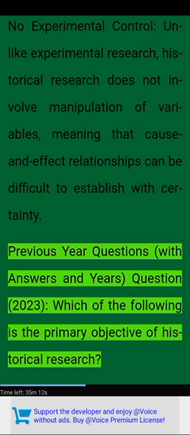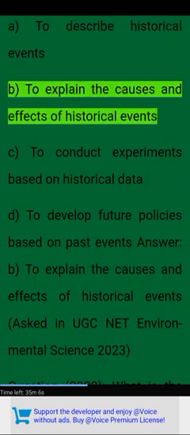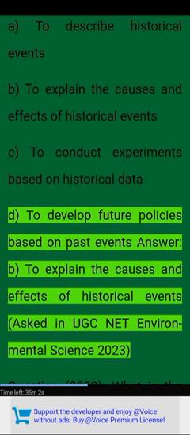Previous year questions with answers. Question 2023. Which of the following is the primary objective of historical research? A. To describe historical events. B. To explain the causes and effects of historical events. C. To conduct experiments based on historical data. D. To develop future policies based on past events. Answer. B. To explain the causes and effects of historical events, asked in UGC NET Environmental Science 2023.